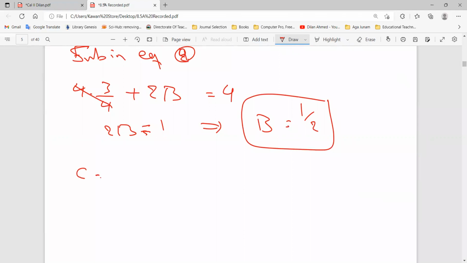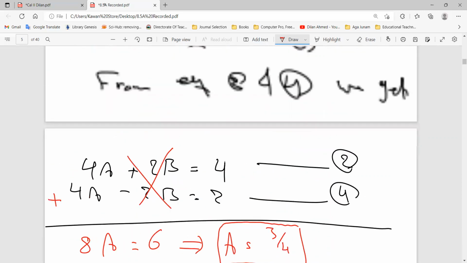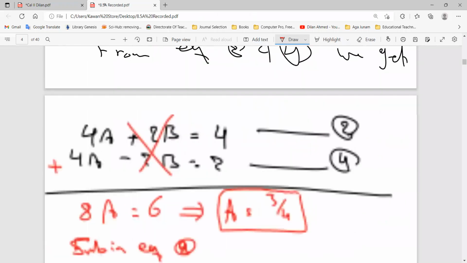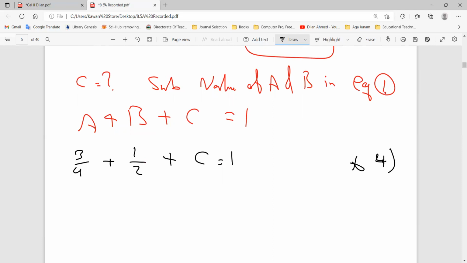How about C? So substitute the value of A and B in which equation? First, third, up to you. So I'm going to put it in the first: A plus B plus C equal to 1. So I'll get 3 over 4 plus 1 over 2 plus C equal to 1. So I'm going to multiply by 4. That one is easier for me.